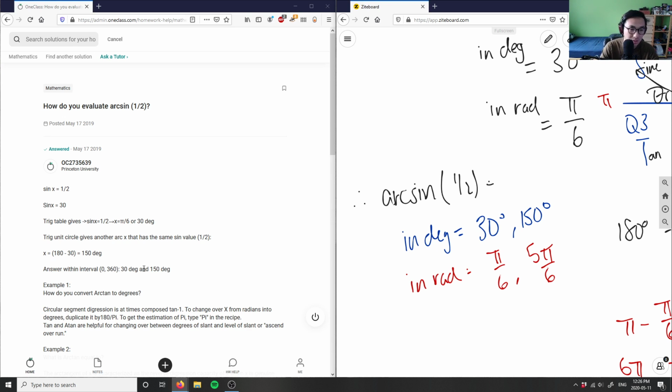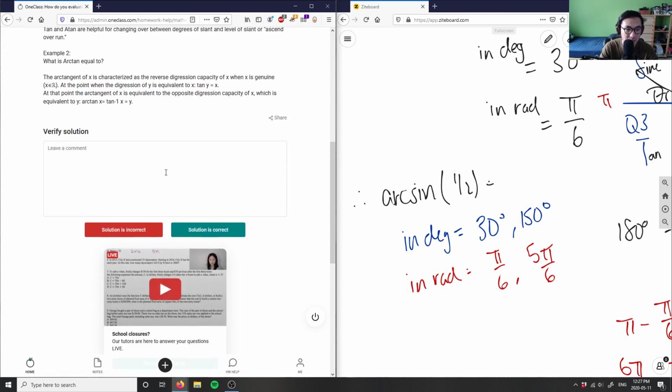And as you can see, the solution is correct. The answer within the interval of 0 and 360 is 30 and 150. They didn't include the radian solution here, so let me include that, but the solution is correct regardless. If the question was asking in radians, then the solution would be pi over 6 and 5 pi over 6. So the solution here is correct.